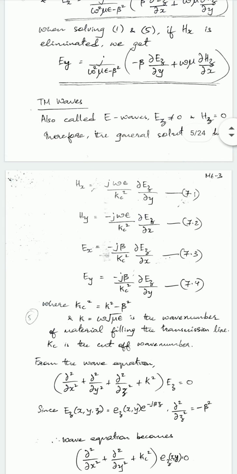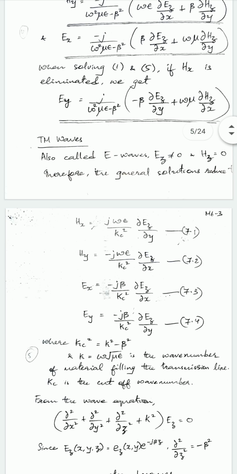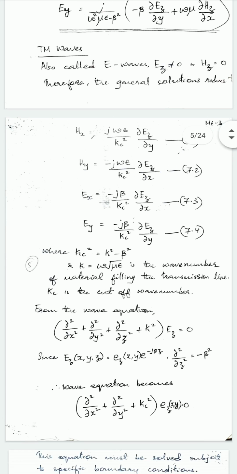Then in that we can also replace the k square minus beta square term, where k square is omega square mu epsilon, and represent it as kc square. That is the wave number of the material filling the transmission line. kc is the cutoff wave number.